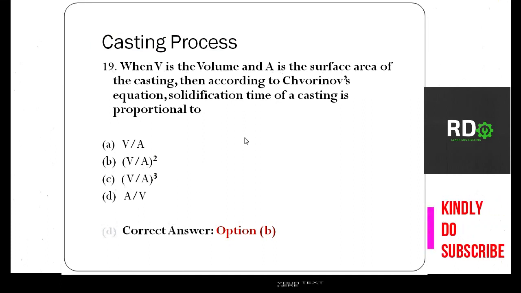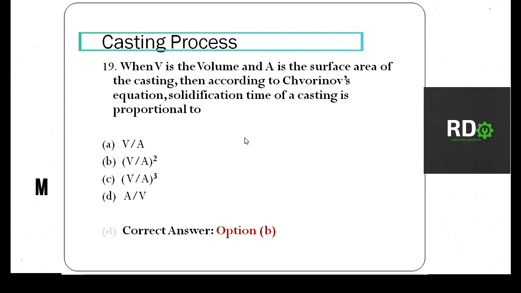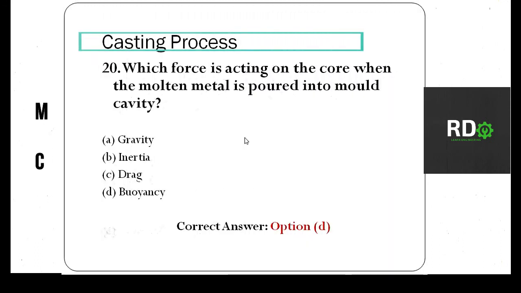Next, it is the Chvorinov's formula, that is T is directly proportional to (V by A) whole square, where V is the volume and A is the cross section. So option B is the correct. It's a very important question, kindly note.